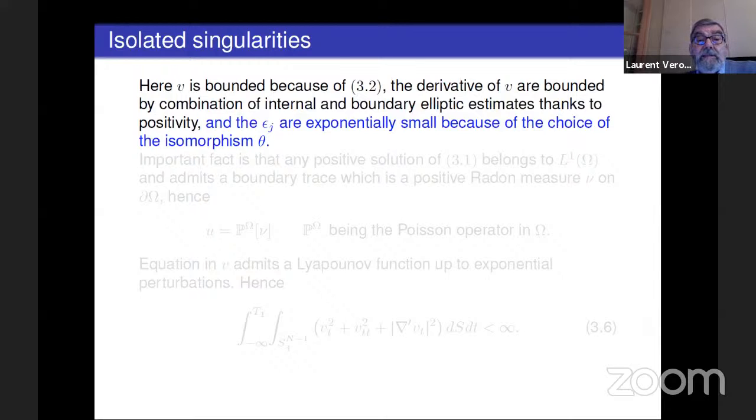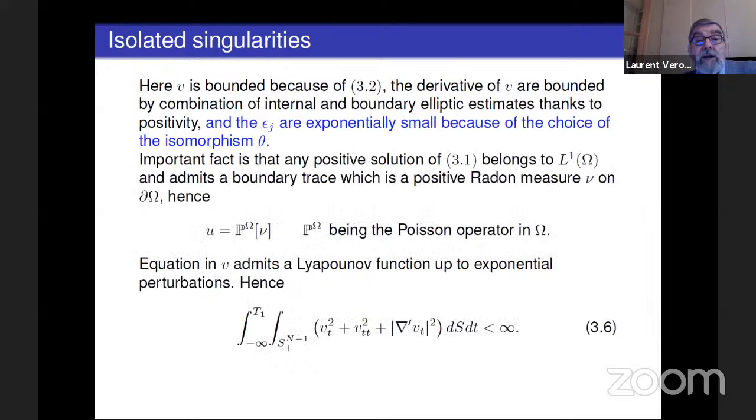Okay. Now, it is also important to notice that any positive solution of my equation, minus Laplacian of u equals 0 or plus u^p equals 0, since it is positive, belongs to L^1 of omega, and it admits a boundary trace, which is a positive Radon measure. So this is essentially the Riesz-Herglotz theorem. And I can write it, for example, like u is a Poisson operator acting on the boundary trace nu.